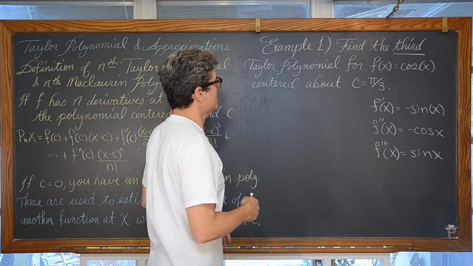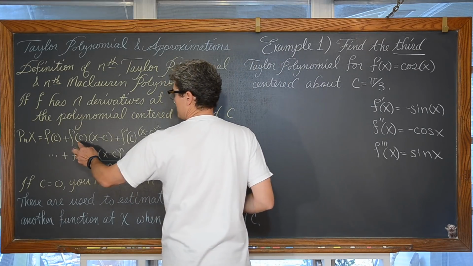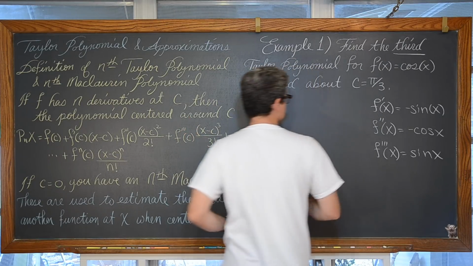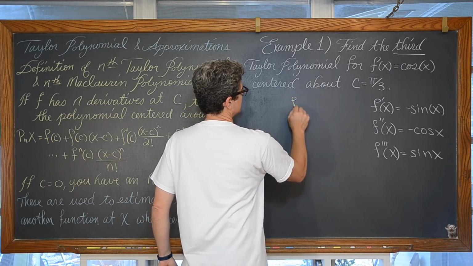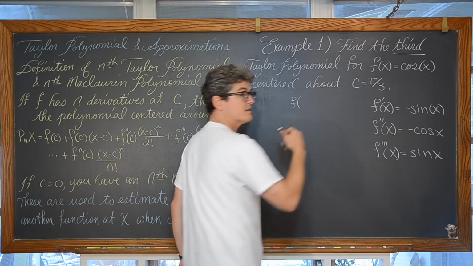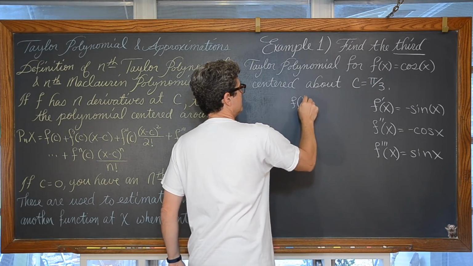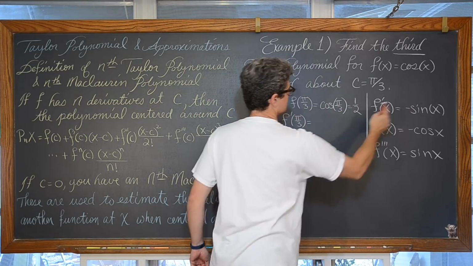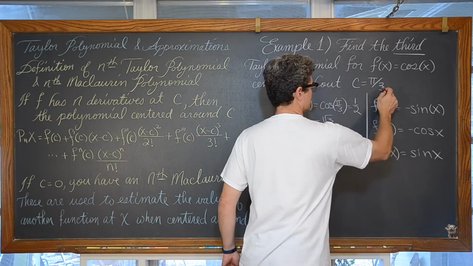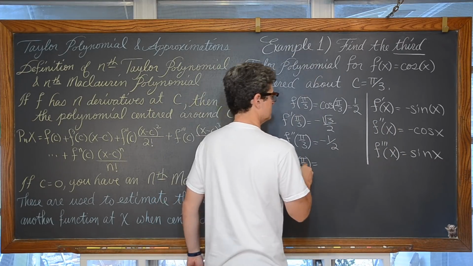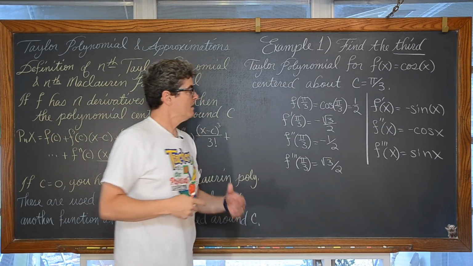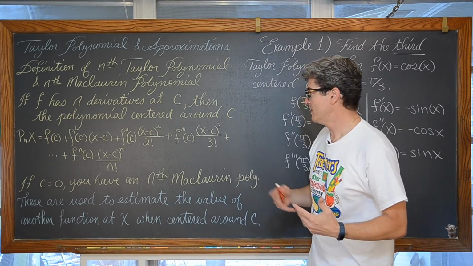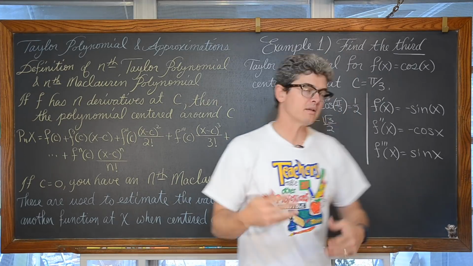So let's go ahead and plug in f of c, f prime of c, f double prime of c, and f triple prime of c. So we can plug them into our formula. And again, we're using that center value of pi over 3. Okay, so since we're just going to the third degree Taylor polynomial, we're just going to start plugging in these values and write this out.